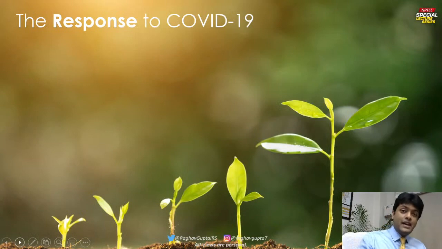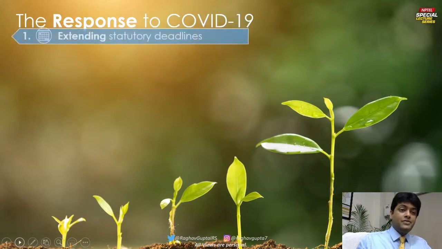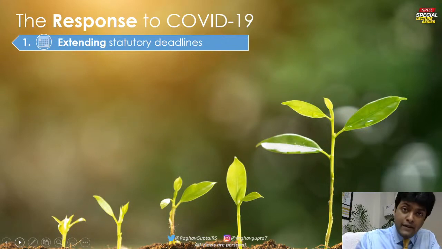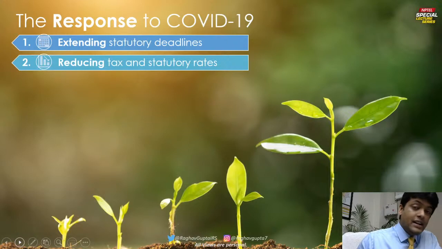An example, in fact, of sustainable development is how the department has responded to COVID-19. The first one: it has extended statutory deadlines, including filing of income tax returns, the filing of the tax audit report, linking of PAN and Aadhaar, the last date of making payments to claim various deductions, and extension of the Vivad Se Vishwas scheme, etc. These are examples to help minimize the shock which has been caused because of COVID. The next is reducing taxes and statutory rates.